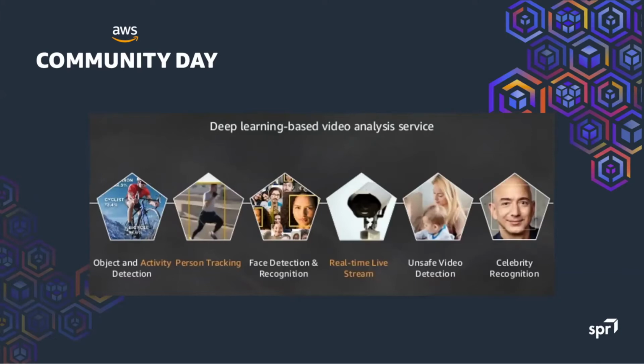The Rekognition service started with images, but then it also added a lot of cool video features. So it's similar, because, as you know, a video is a set of frames. So usually like 30 frames per second, 60 frames per second. So basically it takes these frames as pictures and analyzes them one by one. So we still have the object and activity detection. We still have the face recognition.